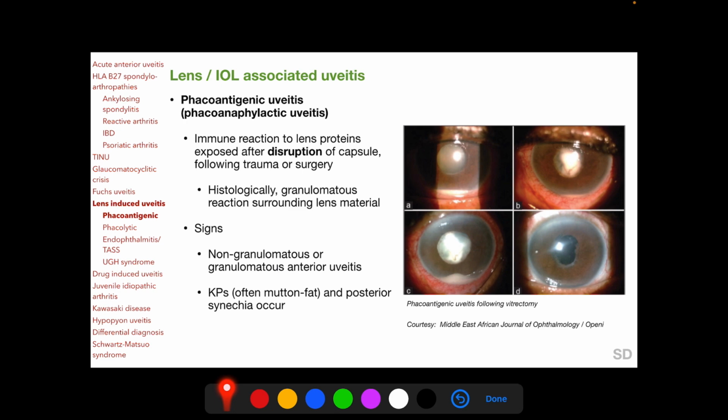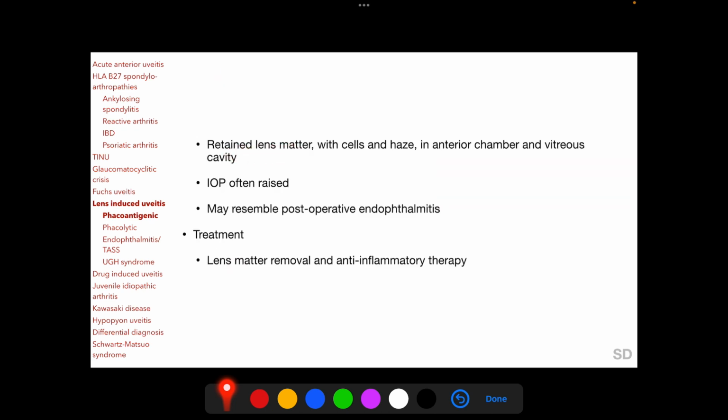In phacoantigenic uveitis, the anterior segment inflammation can be non-granulomatous or granulomatous. Keratic precipitates, often mutton fat, and posterior synechiae occur, and retained lens matter following disruption of the capsule is often found in the anterior chamber and vitreous cavity, with cells and haze in the anterior chamber. IOP is often raised, and if severe, phacoantigenic uveitis may resemble post-operative endophthalmitis. Treatment is lens matter removal and anti-inflammatory therapy.